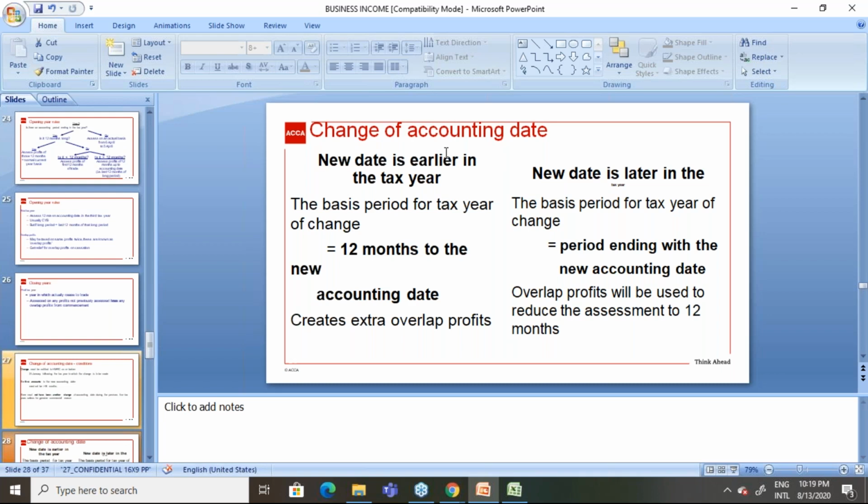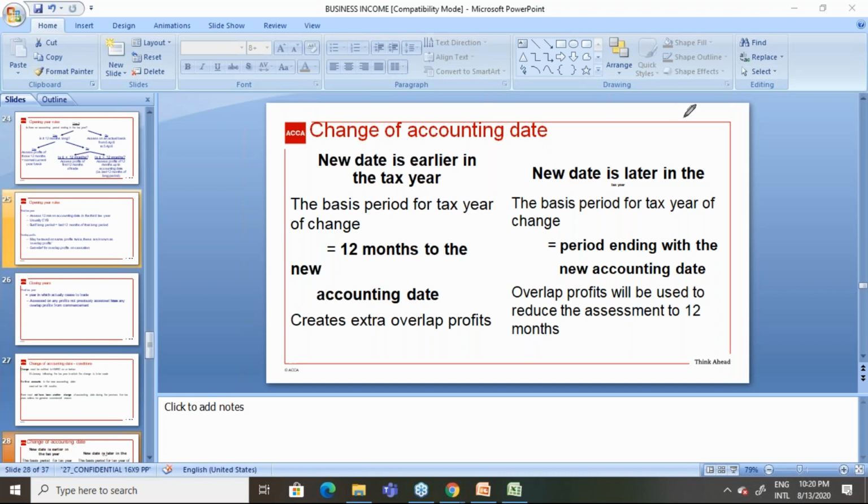When you're doing a change of accounting date, the outcome depends on whether the new date is earlier in the tax year. The basis period for the tax year of change is 12 months to the new accounting date. This creates extra overlap profit. If the new date is a later date in the tax year, overlap profits will be used to reduce the assessment to 12 months. Now, what do you mean by this?